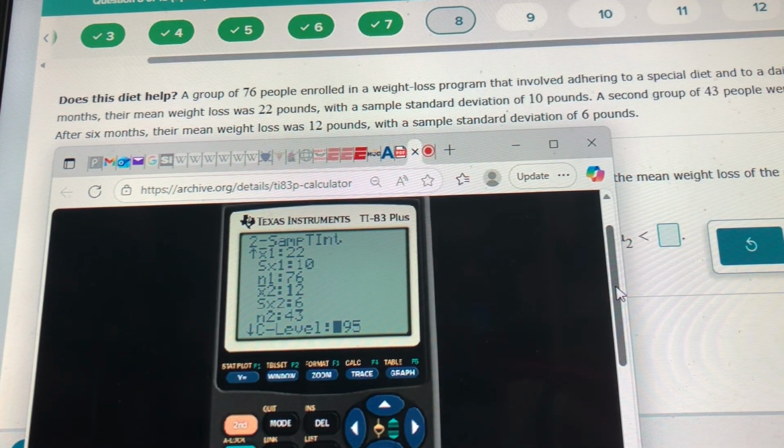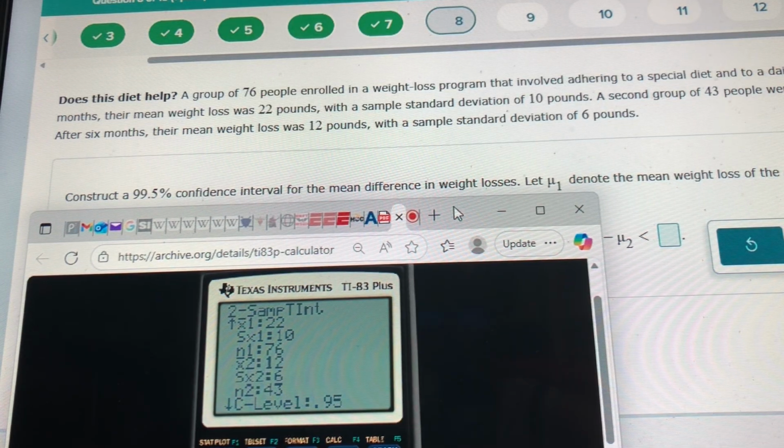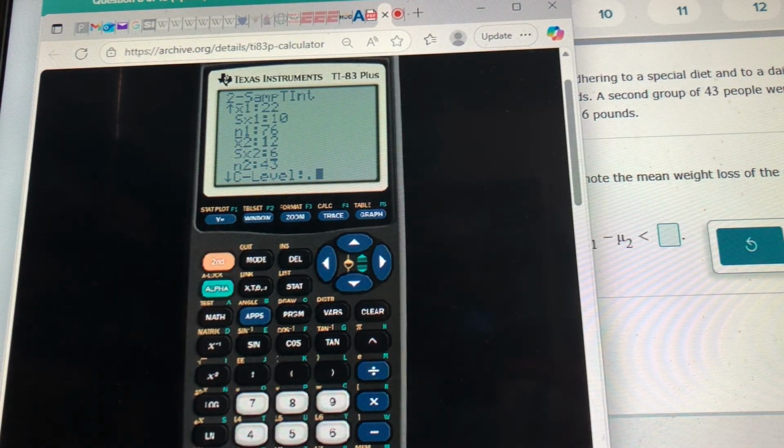So we have 2 means, 2 standard deviations, and 2 sample sizes. Then they want me to do a 99.5% confidence interval, so make the C level 0.995. And then pooled, yes or no.